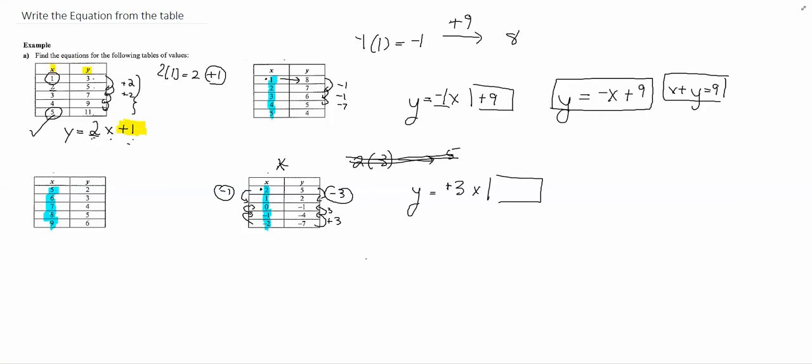We have a +3, so I have 2 times 3. And that gives me 6, and somehow from the 2 times 3 I need to get 5. Oh, okay, well, I'm going to have to subtract 1. 2 times 3 is 6. 6 minus 1 gives me 5. So let me say that one more time, y is equal to 3x minus 1.